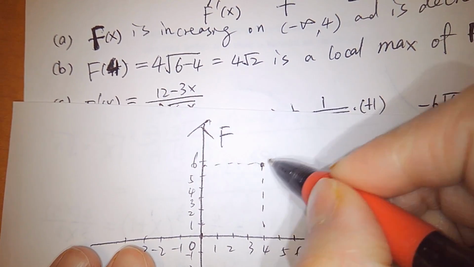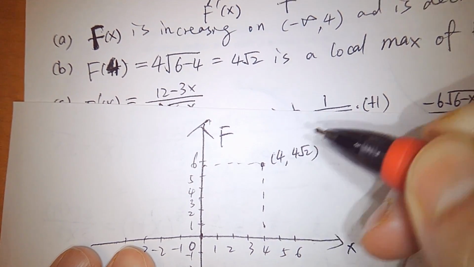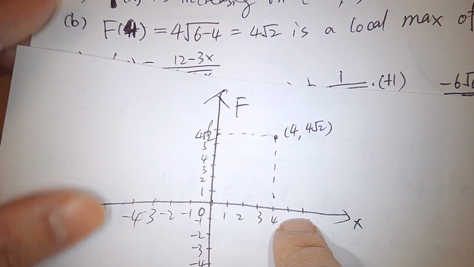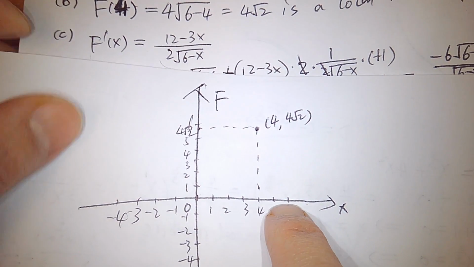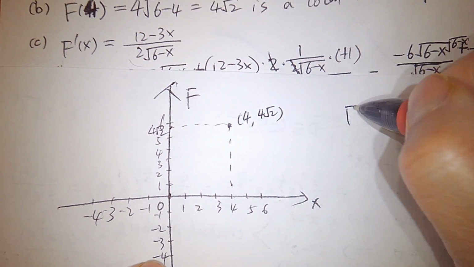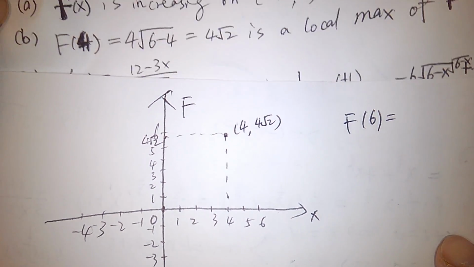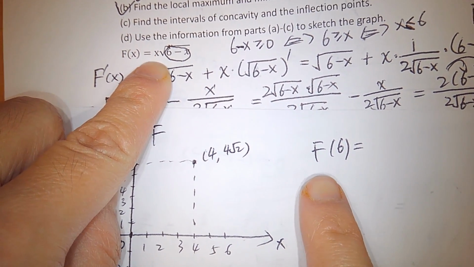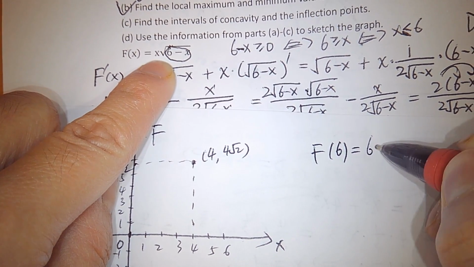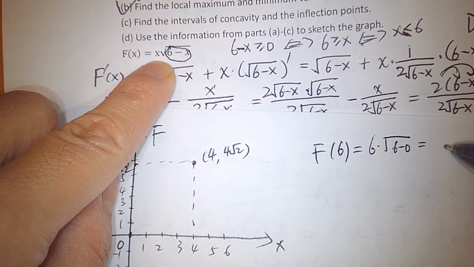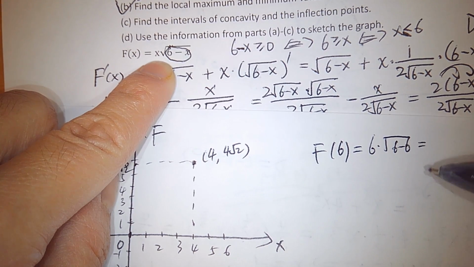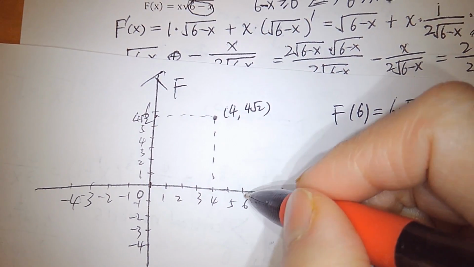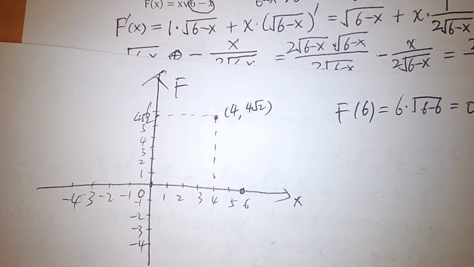Well, this is 4 and 4 square root of 2. Well, the thing is, we still have a perfect picture of it, right? So, what is the value when x equals 6? F of 6. It does not exist, but it trends towards 0. It exists. Because when x equals 6, we have 6 times square root of 6 minus 6, which is 6 times 0, gives us 0, right? Yes. So when x equals 6, y equals what? 0. Oh, we love this.